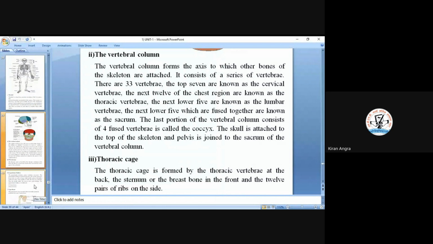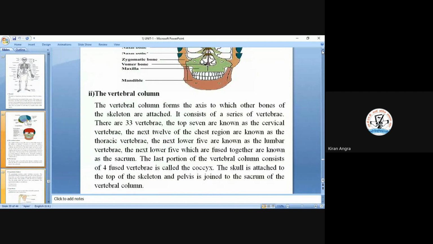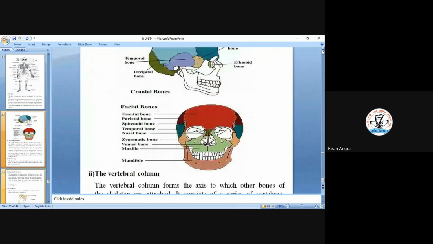Acha, okay. Niche chaliye. Niche again there is a diagram. No, you come down. Not up, down. Aage chaliye.